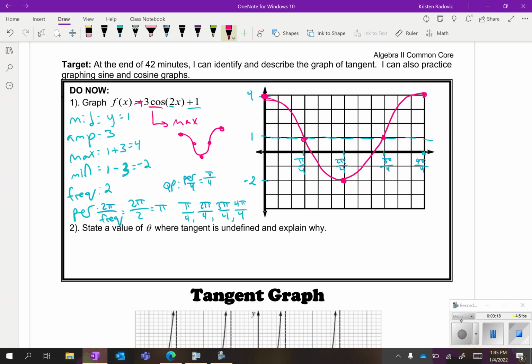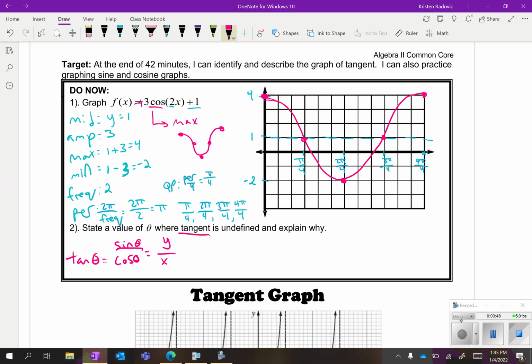The next question, we have to talk about this one because a lot of people got it wrong on their test. They want to know where tangent is undefined. Tangent is equal to sine theta over cosine theta. So we do know that sine on a unit circle is y, and cosine on a unit circle is x. Okay? So sine is y, cosine is x.